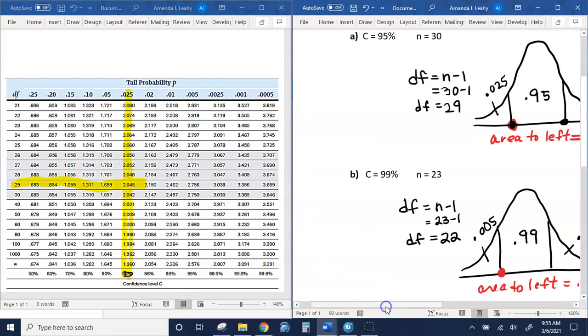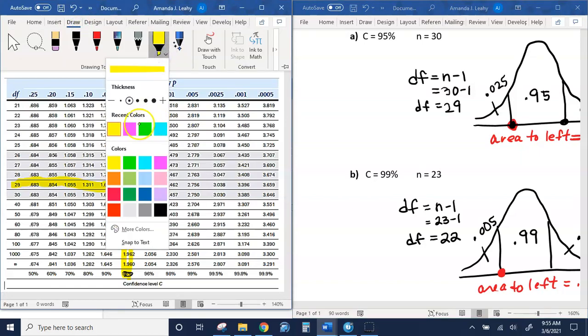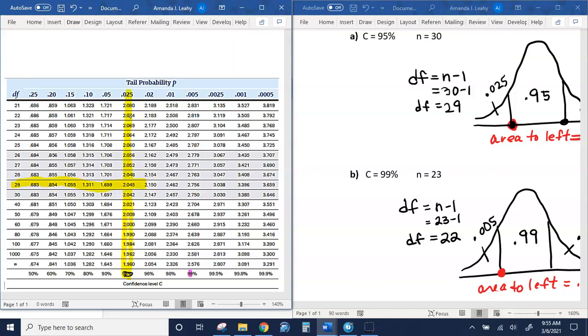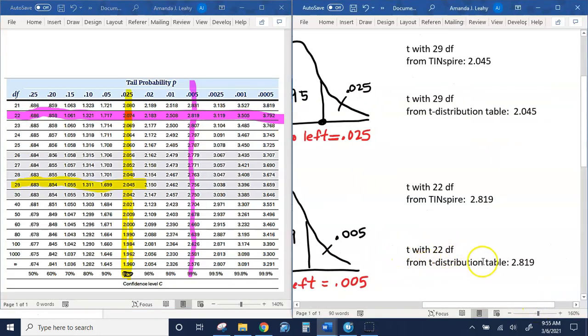All right, let's do the next one. We have a 99% confidence interval with 23 degrees of freedom. Now, while I've got the table up, let's go ahead and find that number in the table. Let me switch my highlighter color here. Okay, so the first thing I'm going to do is look for 99 percent confidence, and then I need to look at the row that has the appropriate degrees of freedom. So since we're doing a one sample, we're talking about n minus 1 degrees of freedom, that would give us 22 degrees of freedom. So I look across, and those cross at 2.819. So with 22 degrees of freedom from my T distribution table, I get 2.819.